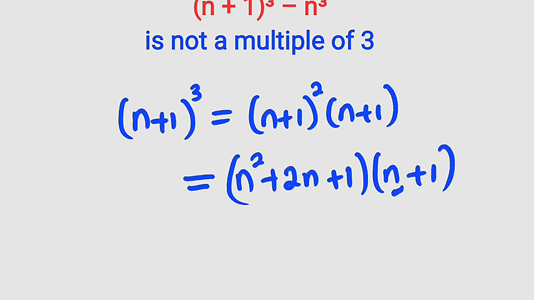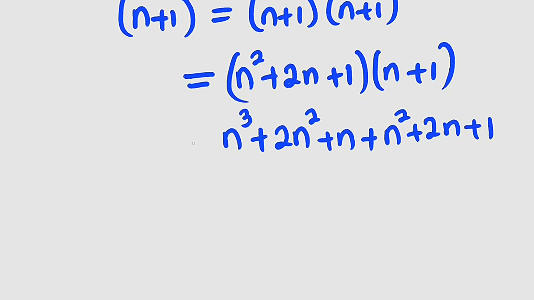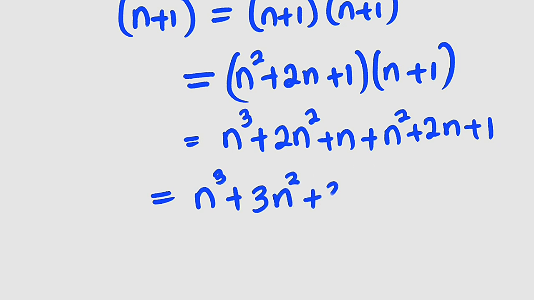This n multiplied by n squared will be n^3. n times 2n will be 2n squared. Then n times 1 is n. Then we use 1 to distribute as well. Plus 1 times n squared is n squared, plus 2n, plus 1. Let's simplify this and collect the like terms. We have n^3 plus 3n squared plus 3n, then plus 1.